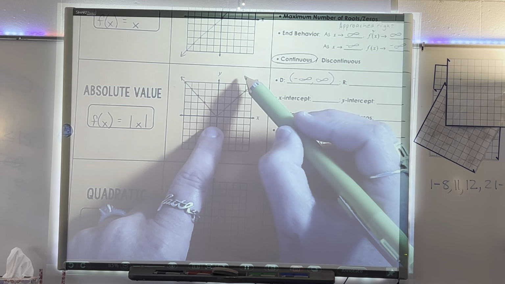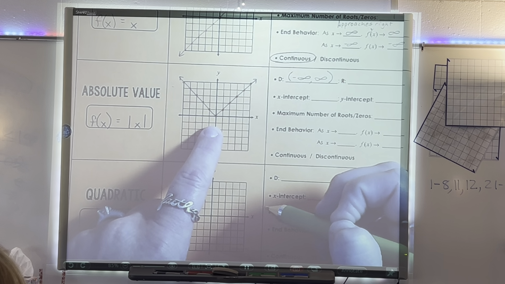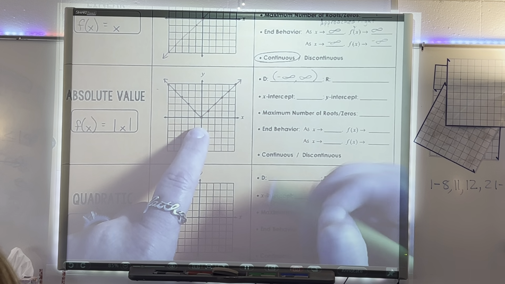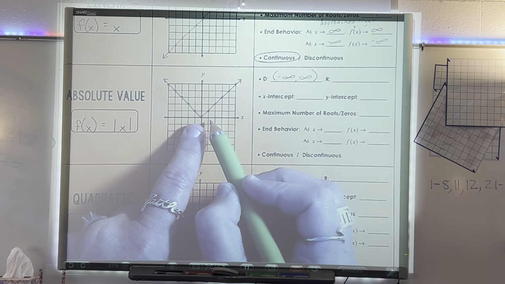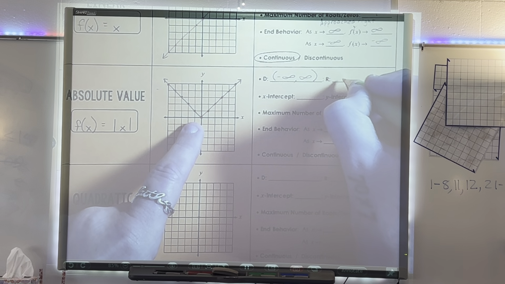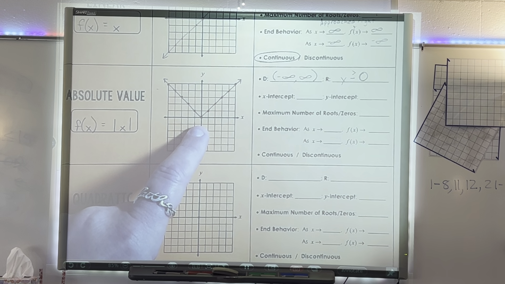Here though, when I go up and down, this arrow points up, right? So does this one. Neither of them point down, right? So my range isn't negative to positive. It has a bottom right here. And so it bottoms out at zero, right? So how would I write my range? Y is what? Greater than or equal to zero. Greater than or equal to zero, good.